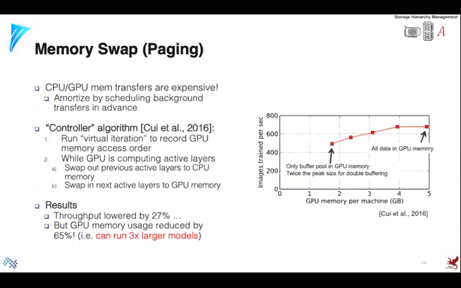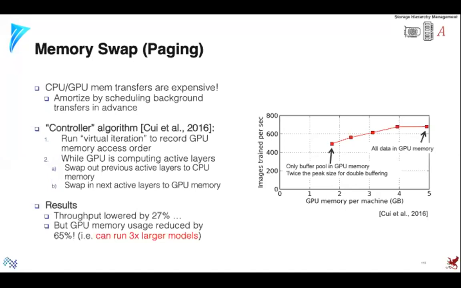Now, although this is a good solution to the memory challenge, it should be remembered that CPU and GPU memory transfers are expensive. So the system will have to schedule these memory swaps in the background to properly amortize the cost. They have to do it well in advance of when the values will be needed. You can't just do it when you need it.